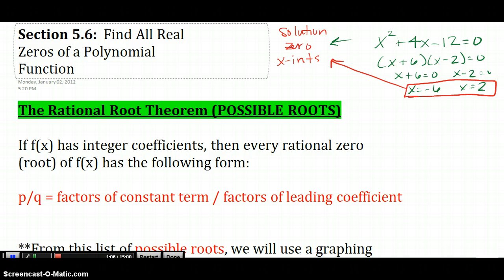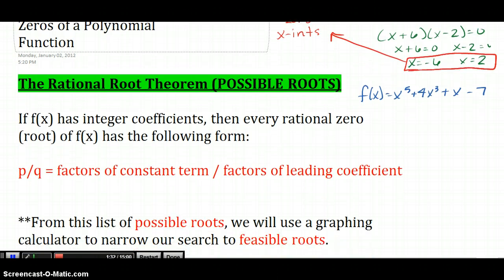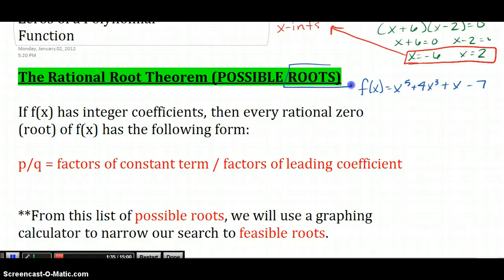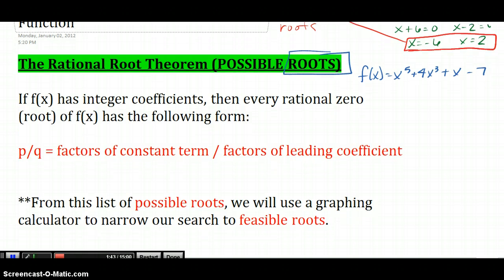So you're going to be doing that with polynomials, except polynomials have a greater degree than just 2. We could have something like f of x equals x to the 5th plus 4x to the 3rd plus x minus 7. Well, we can't factor that, and maybe the methods that we just learned in the previous section don't allow us to factor this. So what we're going to do is find all the possible zeros or all the possible roots. Also the same thing, we can add roots to the list of our interchangeable words. That's what we're looking for.